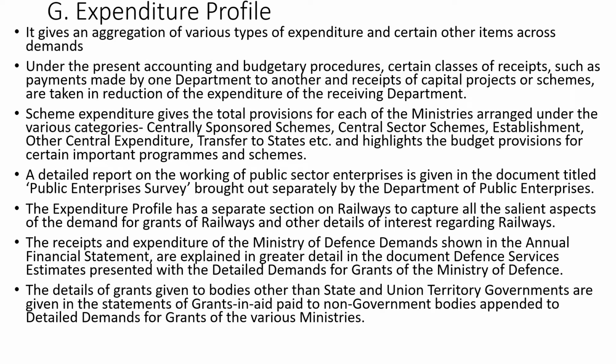Next, we have to see that the budget consists of an expenditure profile as well. That means the government of India incurs expenditure on different heads. So under this expenditure, what kinds of expenditure do we have? Revenue expenditure and capital expenditure. Scheme expenditure gives a total provision for each of the ministries arranged under various categories. Here also we have centrally sponsored schemes or central sector schemes, etc. A detailed report on the working of the public sector enterprises is given. The expenditure profile has a separate section for railways. So this is something very important to understand.